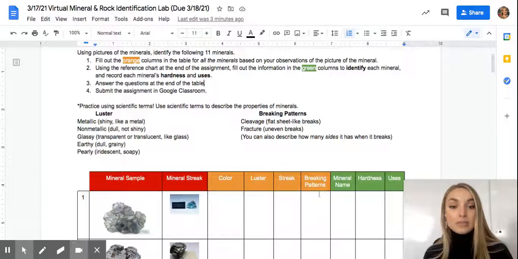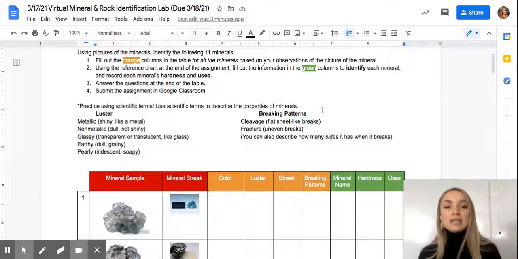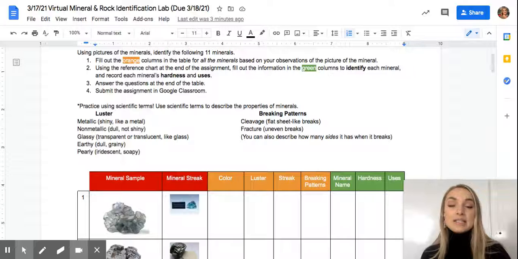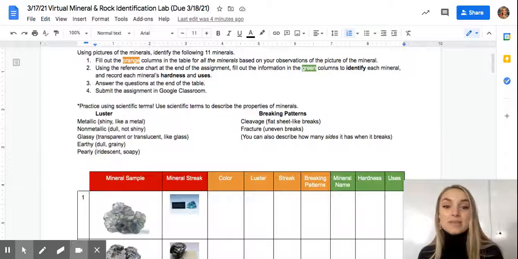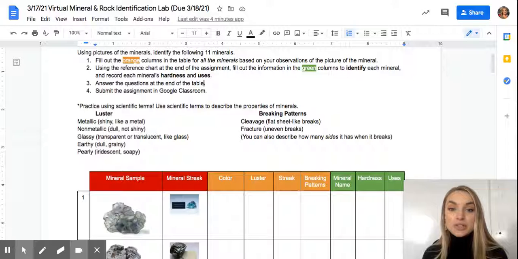Then when we're filling out the breaking patterns column, we should be using these words. So breaking patterns would be things like cleavage. Does the mineral break along flat planes or in thin sheets? Or does it exhibit fracture? Does it have uneven breaks?